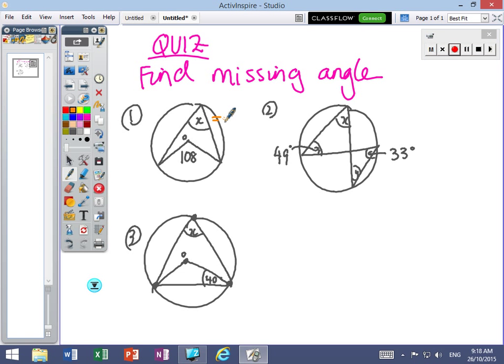Say it again, please. 54. Can we all stop the chatter, please? Okay, x equals 54. The angle at the circumference is half the angle at the centre.